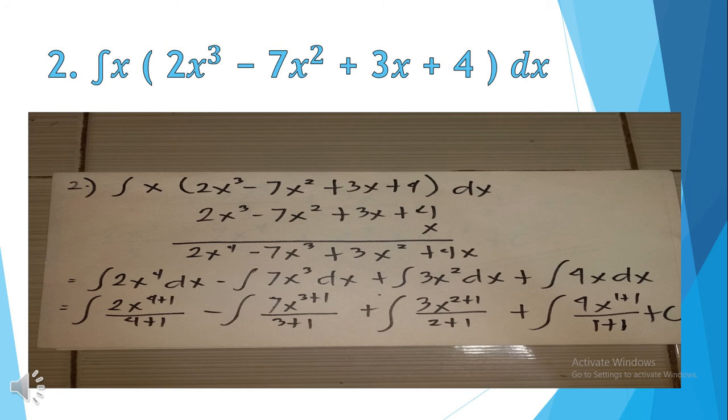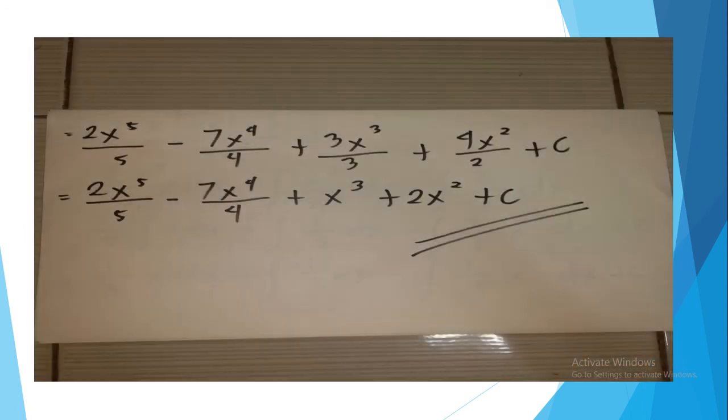And then we do 2x to the power of 4 plus 1 over 4 plus 1 minus 7x to the power of 3 plus 1 over 3 plus 1 plus 3x to the power of 2 plus 1 over 2 plus 1 plus 4x to the power of 1 plus 1 over 1 plus 1 plus c. Then 2x to the fifth over 5 minus 7x to the fourth over 4 plus 3x cubed over 3 plus 4x squared over 2 plus c. And our final answer is 2x to the fifth over 5 minus 7x to the fourth over 4 plus x cubed plus 2x squared plus c, where c is an arbitrary constant.